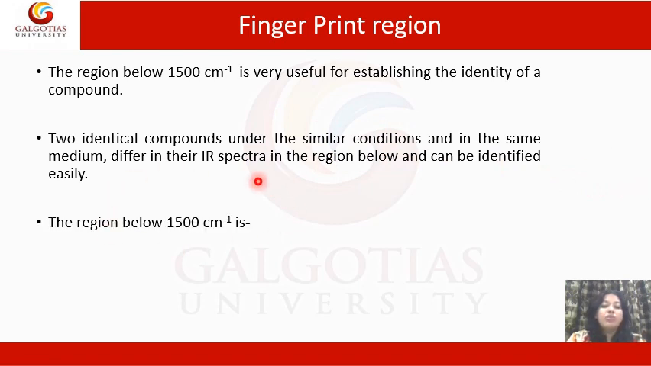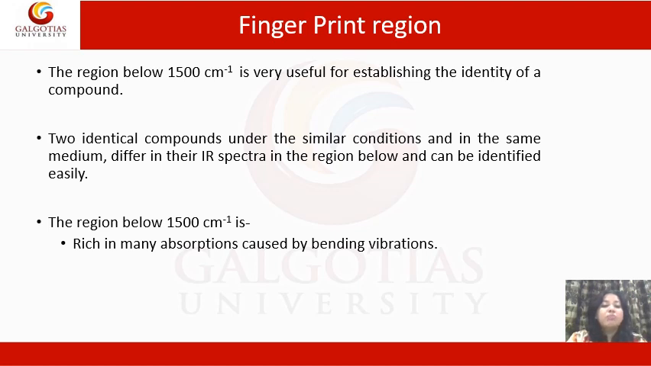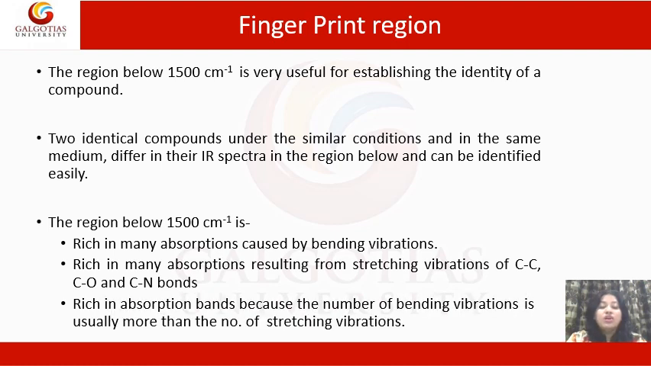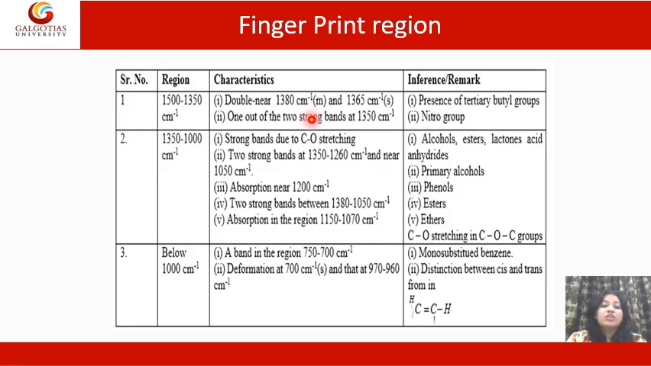The region below 1500 cm inverse is rich in many absorptions caused by bending vibrations, and rich in many absorptions resulting from stretching vibrations of C-C, C-O and C-N bonds. It is rich in absorption bands because the number of bending vibrations is usually more than the number of stretching vibrations. This is the table of the fingerprint region.